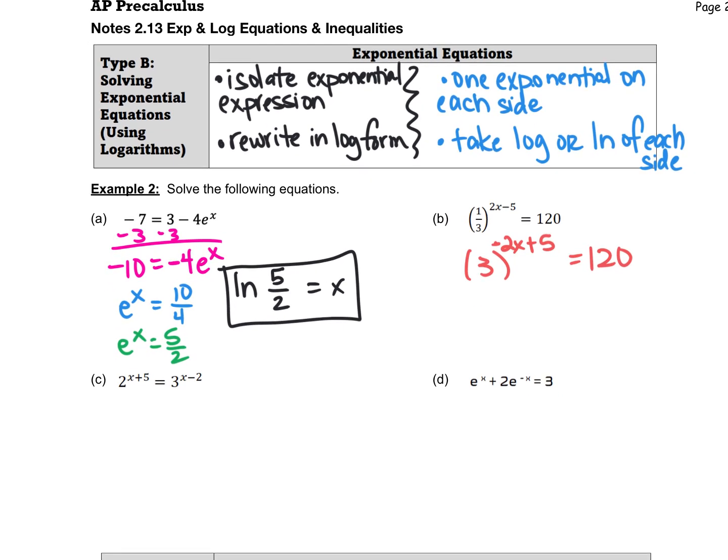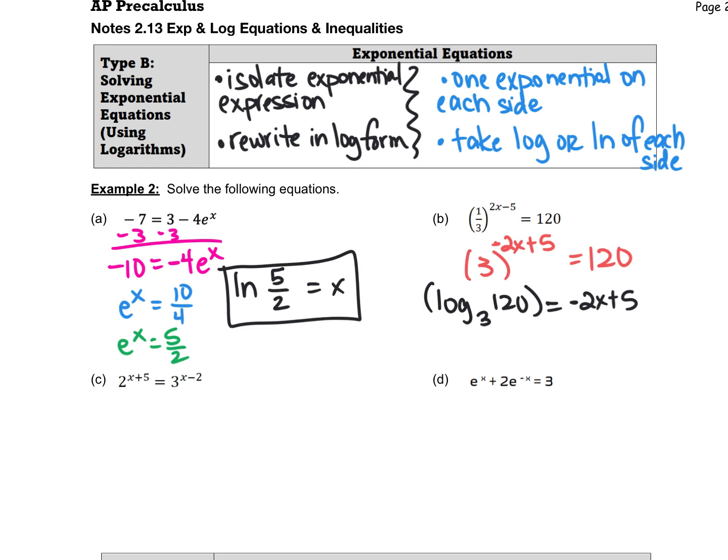Do I have my exponential expression isolated? Okay, let's put it in log form. What's the base of my logarithm going to be? Log base 3. What's going to go inside next to it? 120. And it's going to equal negative 2x plus 5. The thing to remember is that log base 3 of 120 is a number. I don't know what number it is, but it's a decimal value of some kind.